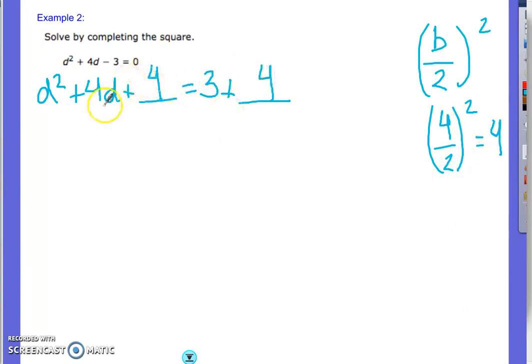The factors of 4 that add to be 4 are 2 and 2. They're supposed to be the same. Remember, they're supposed to be the same.